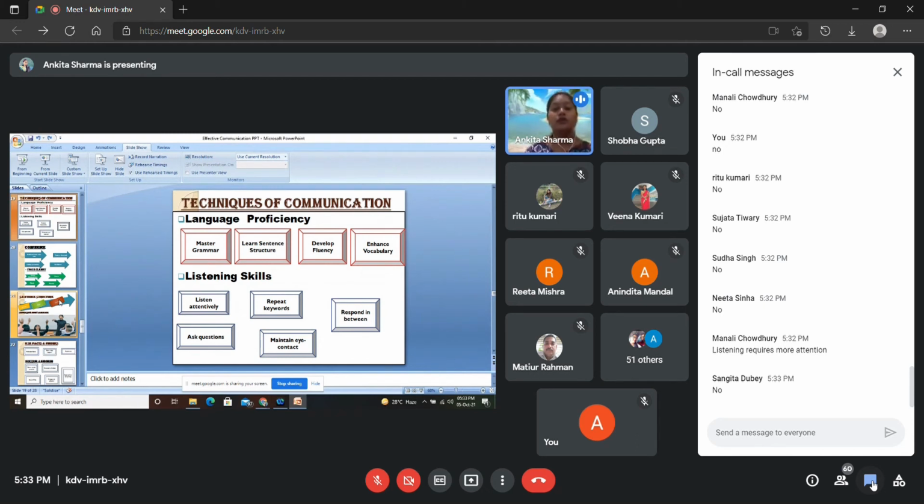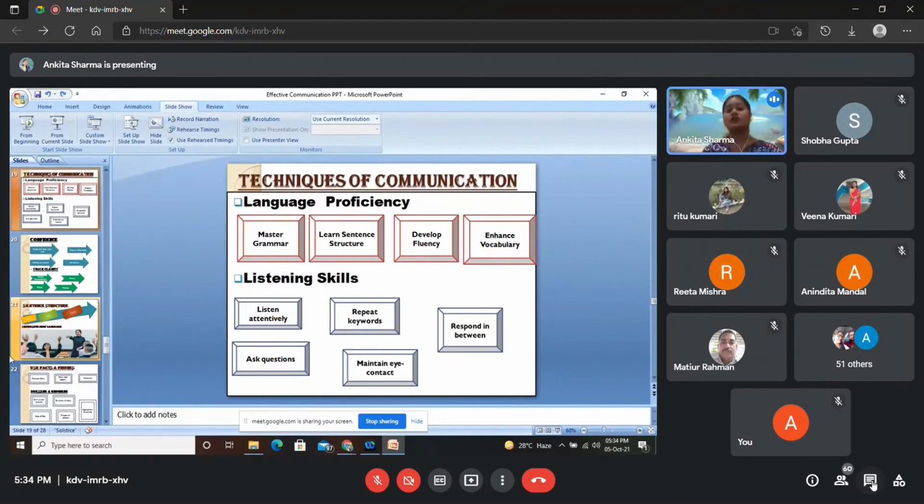Then also maintain eye contact, which is also very important. And then there is asking questions. The ones who are not listening will not ask questions. So that's what.